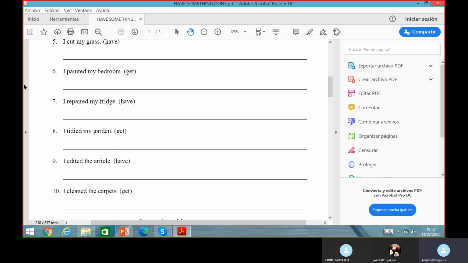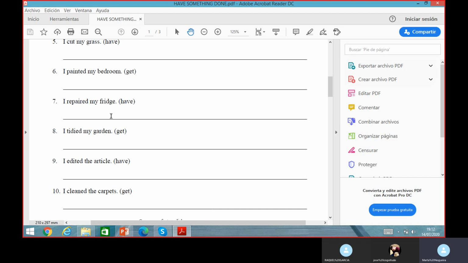9, I had the article edited. 10, I got the carpets cleaned. And how do I translate this? Me limpiaron las alfombras, me editaron el artículo, me arreglaron el jardín, me repararon el frigorífico.